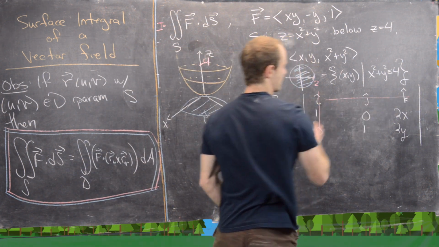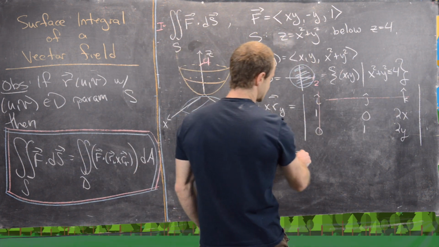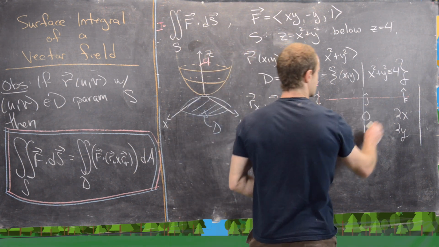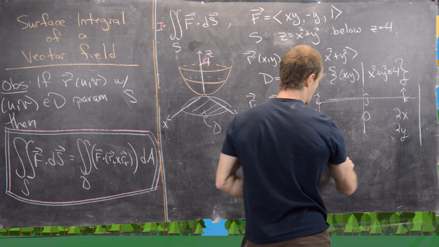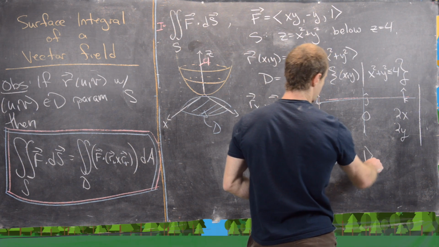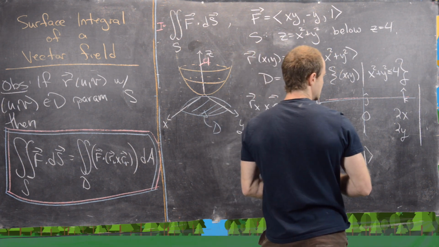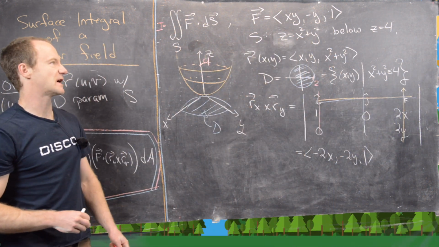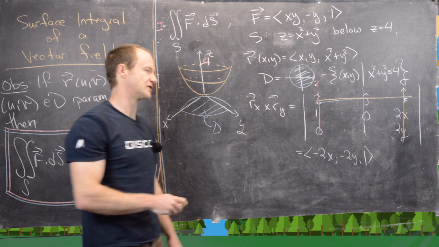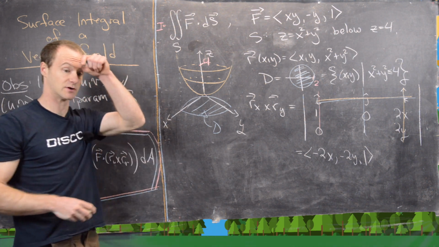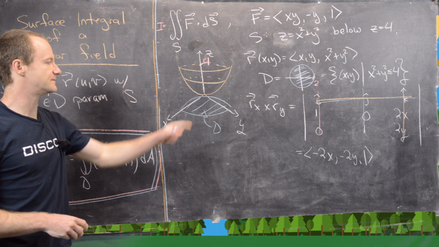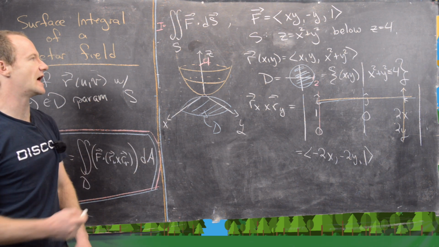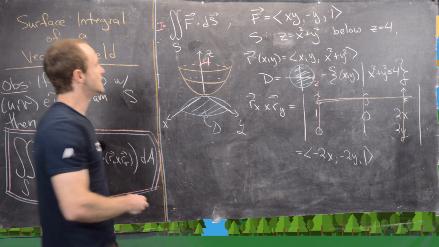So in the first component, that's going to give us minus 2x. Then in the second component, that's going to give us minus 2y. And then in the third component, that's going to give us 1. So there's actually a pretty common formula for special cases when we have z equals a function of x and y that you can look up in your textbook if you want and just use that. Okay, so there's what we get for r_x cross r_y. Now let's go ahead and calculate this integral.